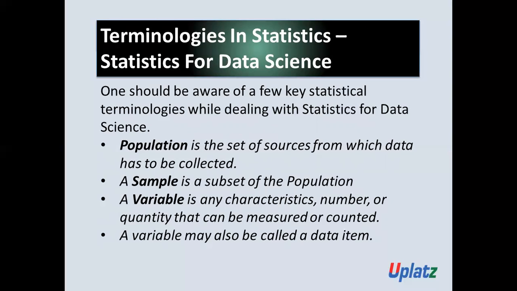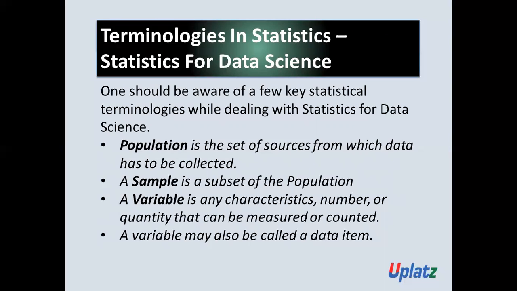So see, the first terminology is population. Population is a set of sources from which data has to be collected. For statistical analysis, obviously we need to perform the analysis on data. So from where the data has to be collected, that is nothing but the population. So what are the set of sources from where we can collect the data? That is nothing but population. So this is one of the terms.